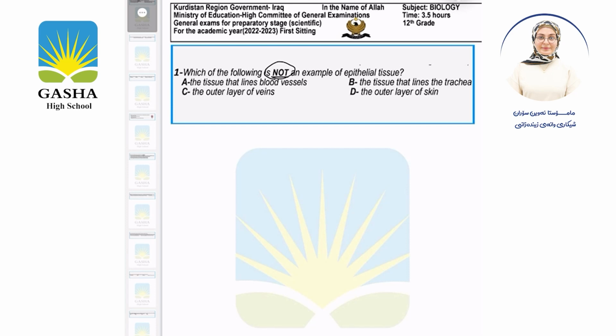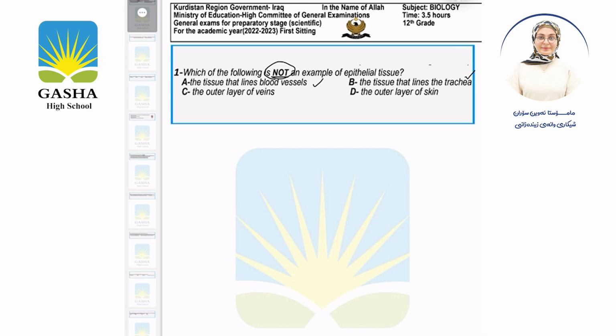A, the tissue that lines blood vessels. We know the tissue that lines blood vessels is epithelial tissue, so this one is correct. B, the tissue that lines the trachea. We know the tissue that lines the trachea is also epithelial tissue, so this one also is a correct answer. C, the outer layer of veins.